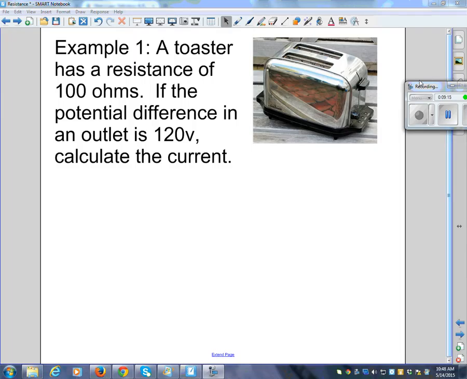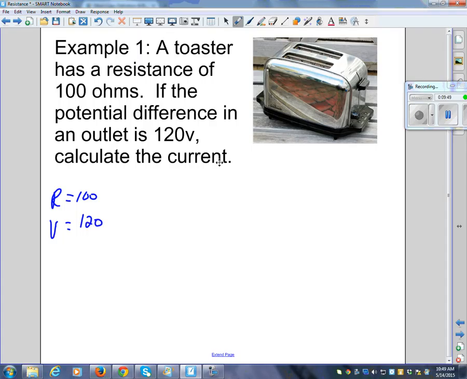I got two examples for you, and then you're going to do that yellow sheet. A toaster has a resistance of 100 ohms. If the potential difference in an outlet is 120 volts, every outlet in your home is 120 volts. It's standard. Calculate the current. So what are the three letters? Resistance, R equals 100. Potential difference is a fancy way of saying the voltage is 120. You should be writing this down.